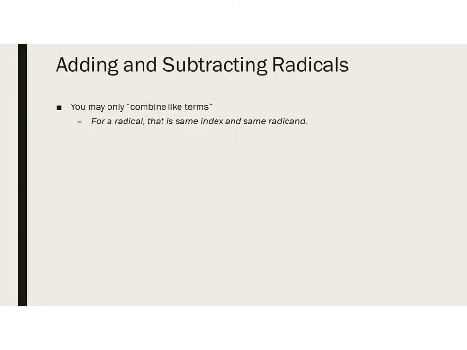So a quick anatomy lesson of a radical. That is called a radical sign. There's a tiny little number here that is called the index. If you do not see a number there, that number is a 2. So a square root has an invisible 2 right there. And the number underneath is called the radicand.